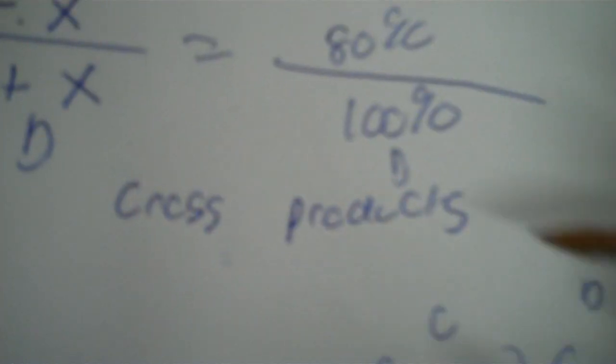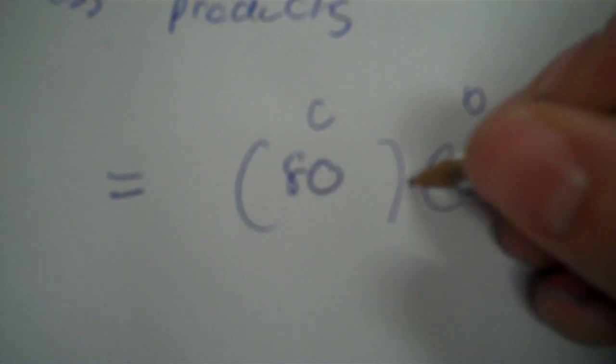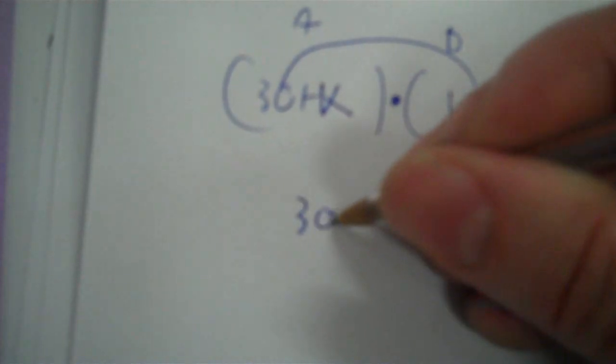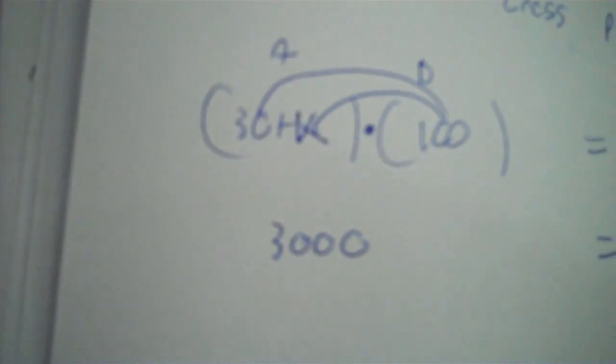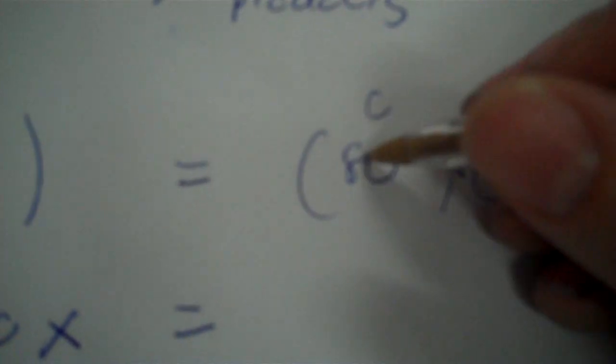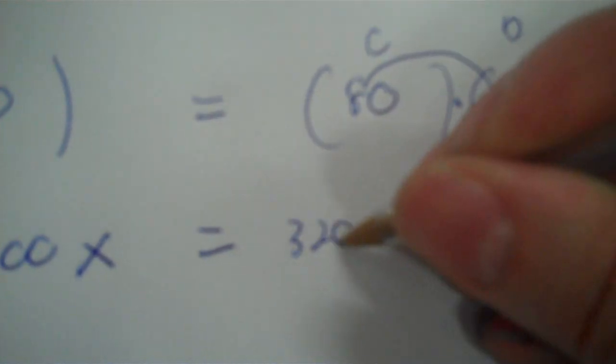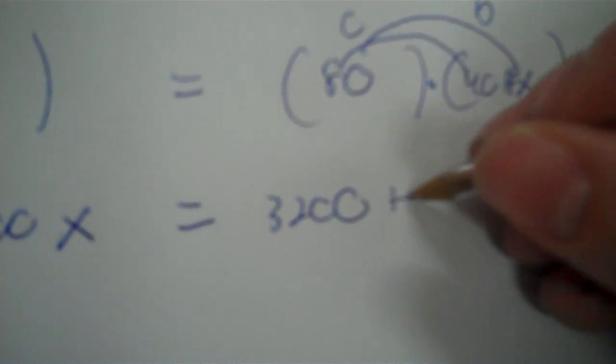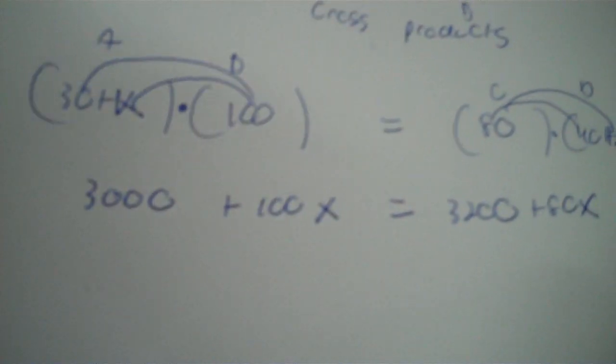Okay, so A, 30 plus x, B, 100, and this is times, not adding, C, 80, D, 40 plus x. Okay, so distribute. 100 times 30, that's going to be 3,000, and 100 times 1x, that's 100x. 80 times 40 is 3,200. 80 times 1x is 80x. Now the parentheses have been done.